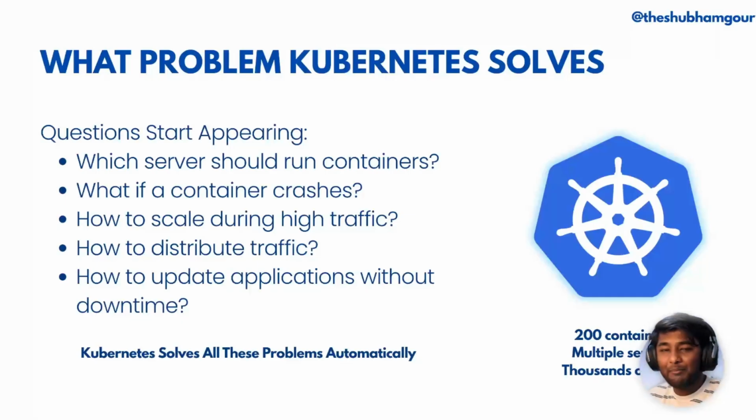The same thing happens with containers. Let's consider that you are running a company, and here, instead of managing multiple people, you have to run 200 containers, and there are multiple servers and millions of users. Manual management of those becomes very difficult. It becomes a headache. Now engineers start to face problems, and what are those problems? Problems like: which server should run which container? What if a container crashes? How to scale during high traffic hours? And how do you update the application without downtime? Kubernetes solves all these problems automatically. We don't need to do anything. These are the default features that Kubernetes comes with.